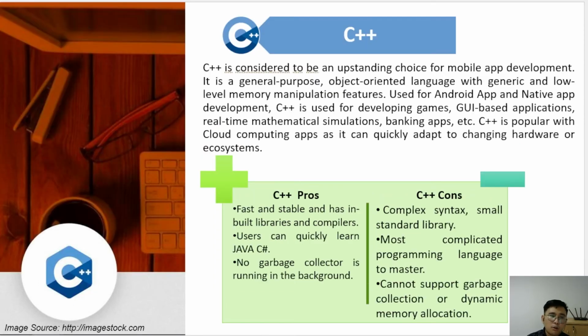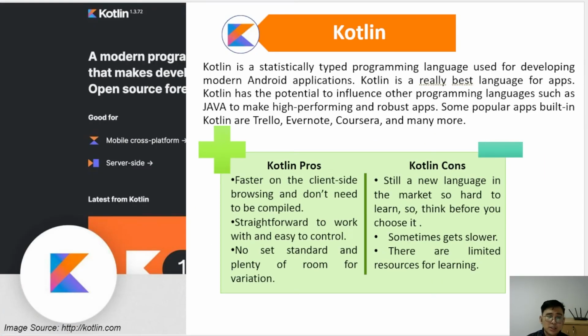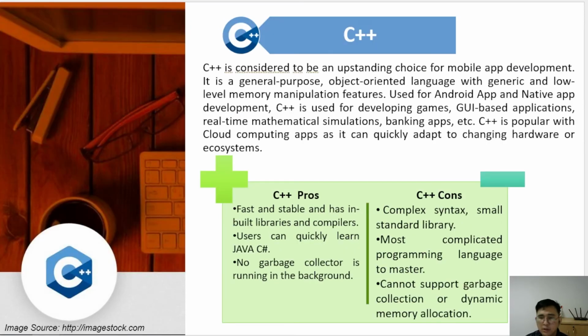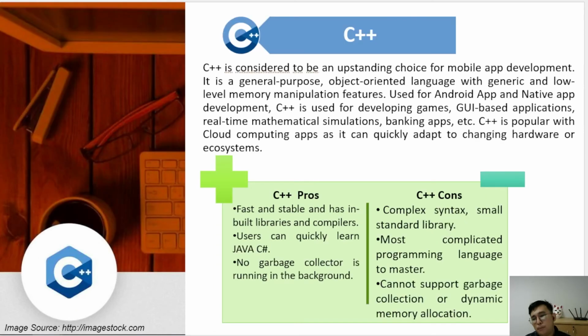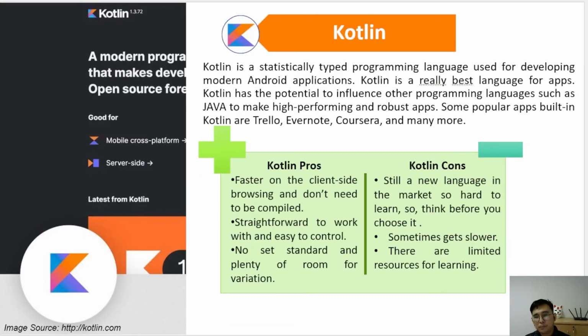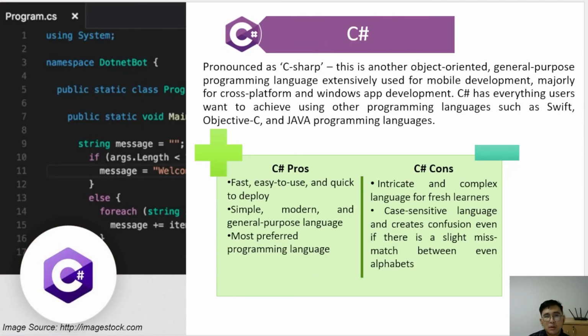So based on whether you want to choose JavaScript, Kotlin, Python, C++, or even C Sharp, it's all the freedom for you to choose. But learn to compare the pros and the cons between the programming languages, because it would become one of your main focus and main advantages when it comes to software development as well, not only focus on mobile technology.